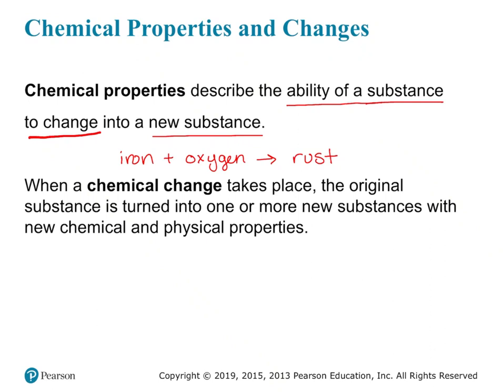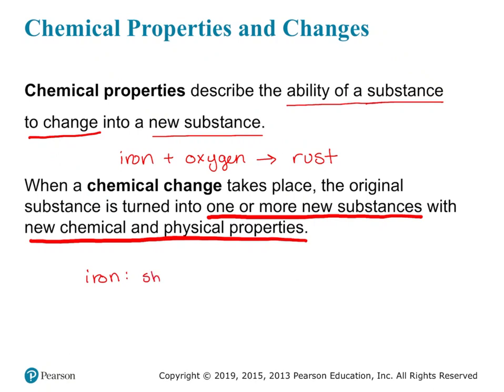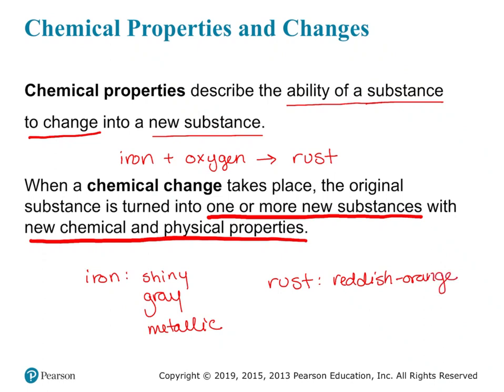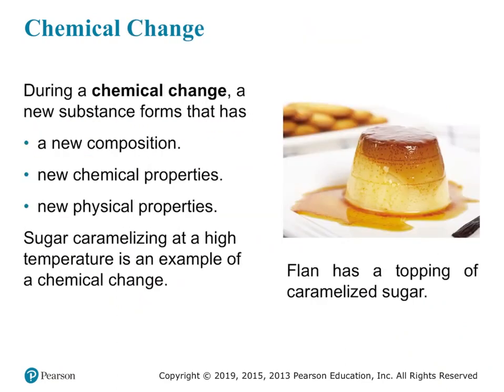And this is also an example of a chemical change. So when a chemical change takes place, the original substance is turned into one or more new substances with new chemical and physical properties. So for instance, iron is shiny, it's typically gray, it's metallic, but then rust is kind of a reddish orange color or maybe a brown. It's dull, it's kind of brittle. So iron and rust have completely different properties. So again, during a chemical change, a new substance forms that has a new composition, new chemical properties, and new physical properties.